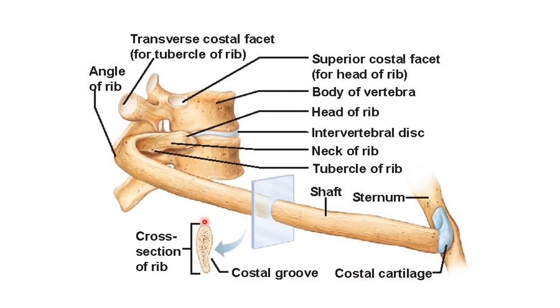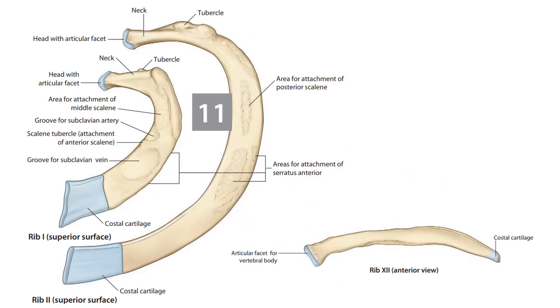It has a superior border, smooth and wide and rounded, and the inferior border is sharper than the superior. On the inner aspect of the inferior border I have a groove that extends along the entire length of the rib, called the costal groove. In this costal groove run the neurovascular bundle, which are the intercostal nerves, vessels and lymphatics, which we will take in detail in the next lecture. These are the atypical ribs.